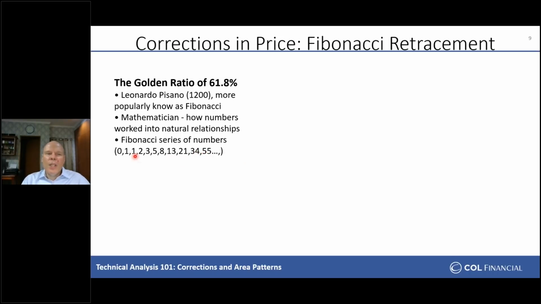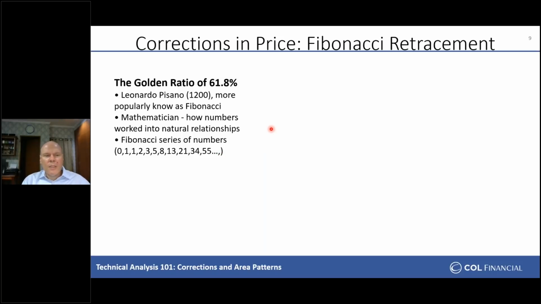But if you want to know how the series of numbers is calculated, all you simply do is get the first number and add it to the number next to it. So 0 plus 1, 1. 1 plus 1, 2. 1 plus 2, 3. 2 plus 3, 5. You get the picture, over and over again.